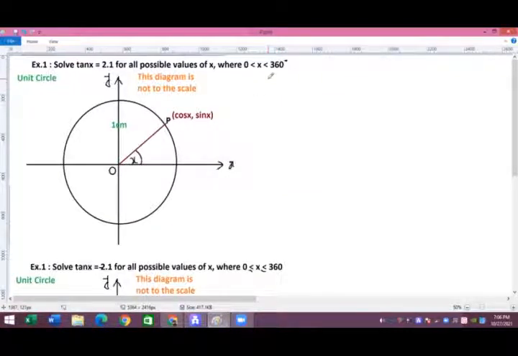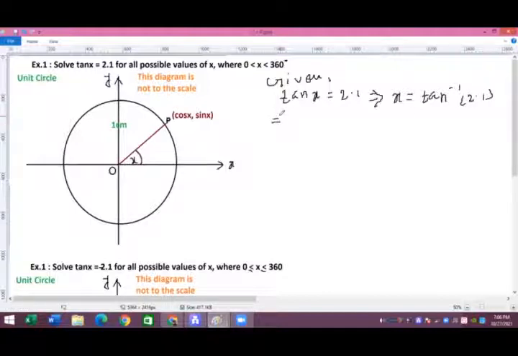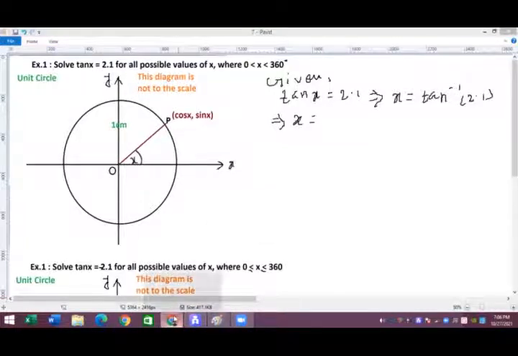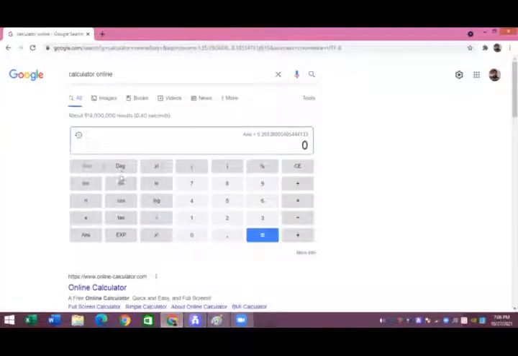So here, let's start from the given: tan x equals 2.1, and then you see that x equals tan inverse of 2.1. Alright, and therefore x equals, let's go to the calculator. So in the calculator you have to put the calculator in the degree mode, it's already here.